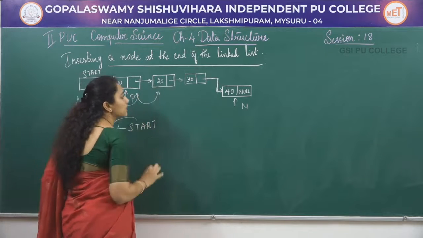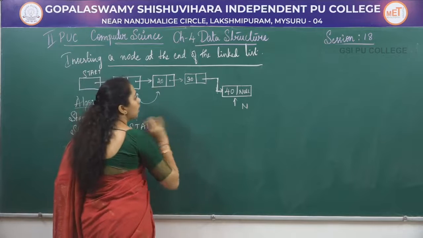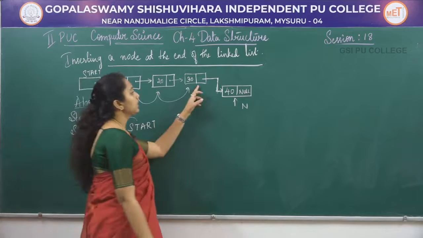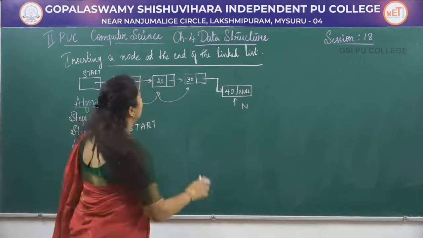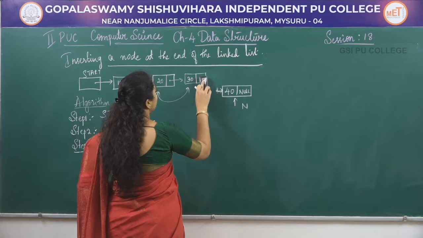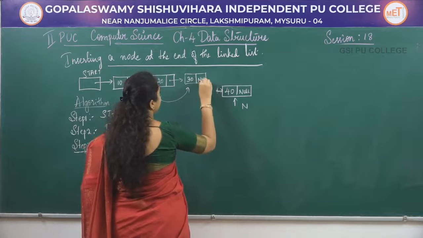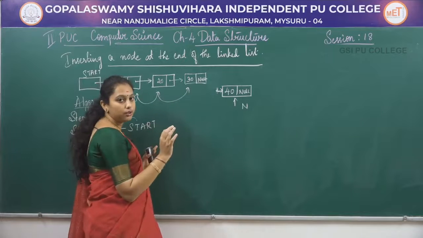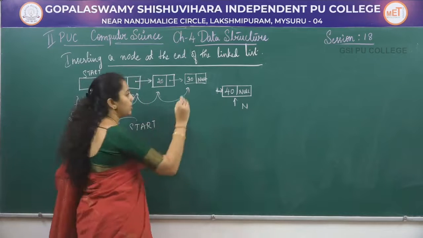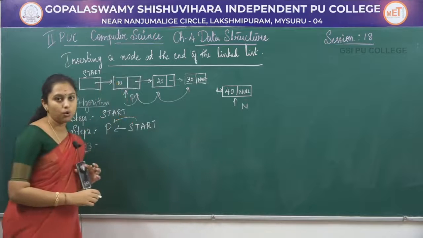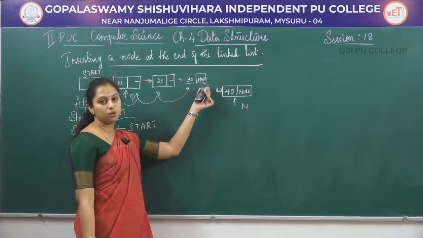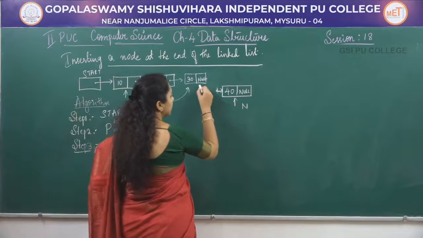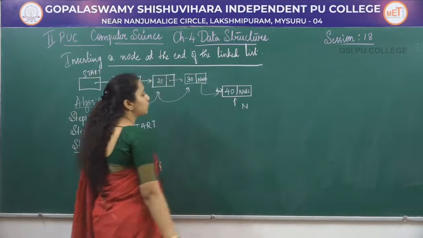Here also we perform the same operation. If the link part does not contain null, then we are going to access the next node. So here, before this insertion, the last node contains null, right? So the link part contains null, so we are going to stop the traversal. We are going to consider this as the last node, as the link part of this third node contains null. So now we are going to link this third node to the new node.